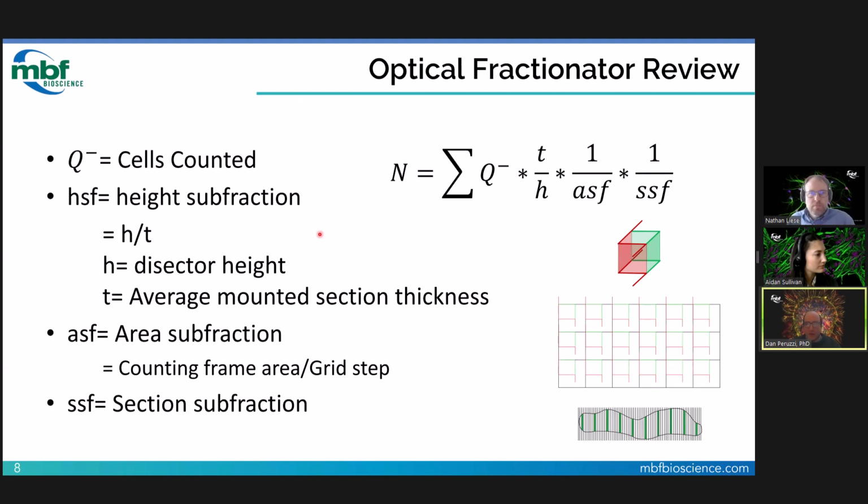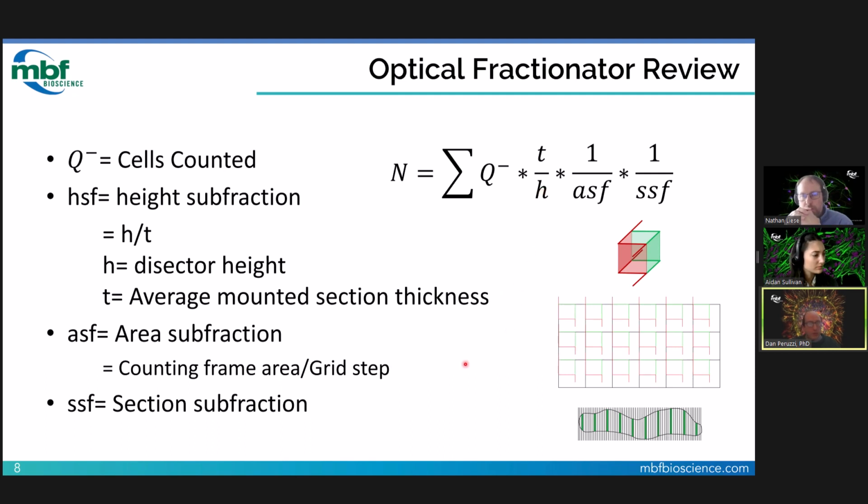That's dissector height. If you look on the right, there's an illustration of a dissector with red sides and green sides on it. So we're talking about the height of this virtual space that we're only going to count the cells if the cells are in that dissector, divided by the thickness of your sections. But in the formula, that shows up as T over H because we take the reciprocal.